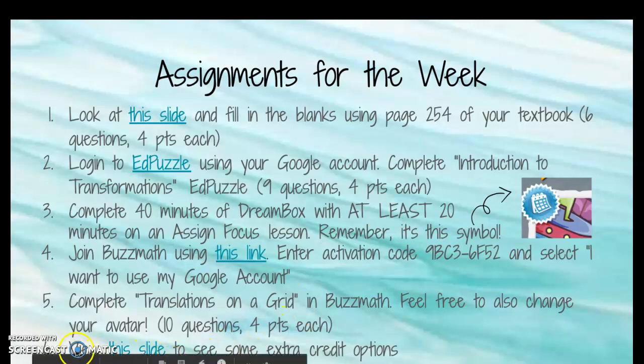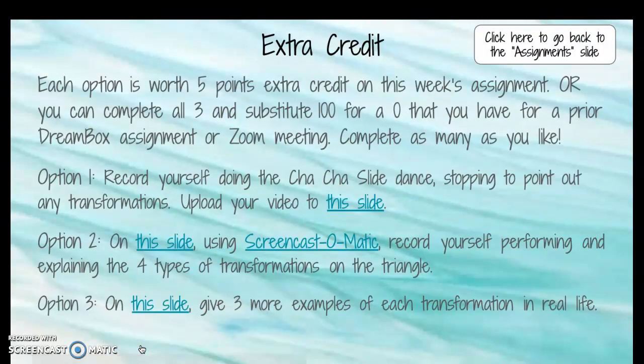So as you can see, number 6 says view this slide to see some extra credit options. I'm going to click that, and here are some extra credit options. Each option is worth 5 points extra credit on this week's assignment, or you can complete all 3 and substitute 100 for a 0 that you have for a prior Dreambox assignment or Zoom meeting. So if you missed doing Dreambox one week, I'll put in 100 if you complete all 3 of these.